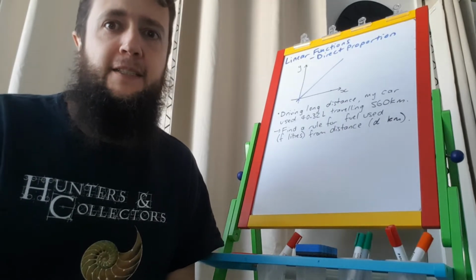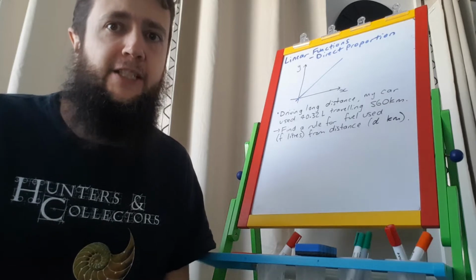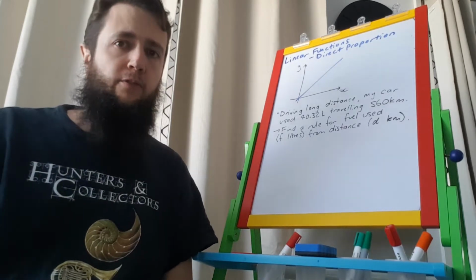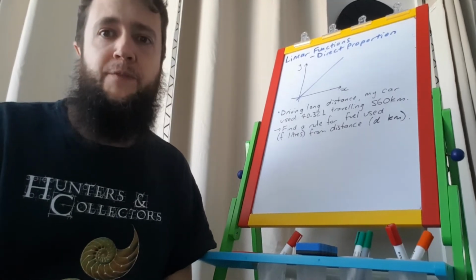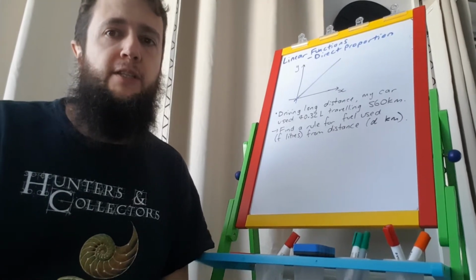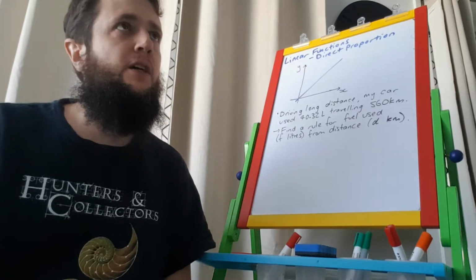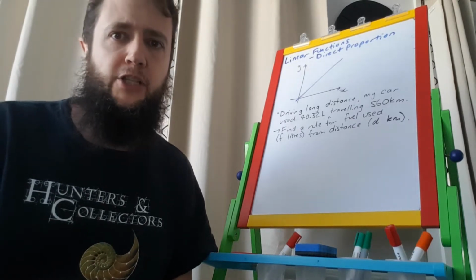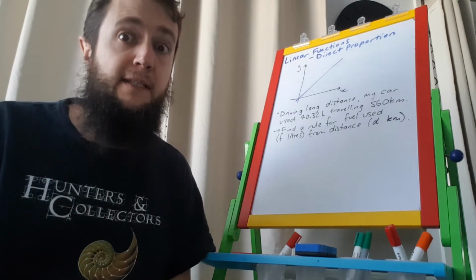Here we are to advance our knowledge of linear relations. Today we are going to look at an application of linear relations called direct proportion. So direct proportion is all of these situations where there's a constant rate of change. And that's best shown by examples.